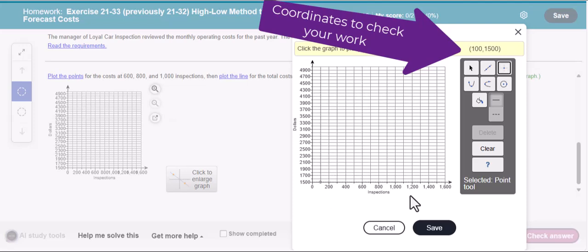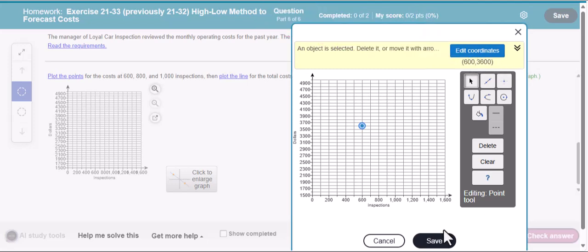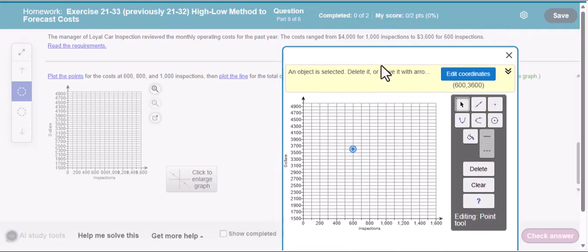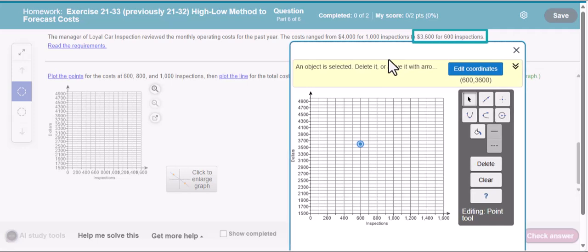So again, this 600 inspections are here on the x-axis here, and then we're going to go scoot up to get to 3,600, because again, each inspection is $1 plus the $3,000 fixed cost. So that's going to give us 600, 3,600. So you can see these coordinates here, that they are correct. So again, in this upper right corner, we'll have our plot points, the coordinates, and then notice up here too in the words, it shows us the cost for the inspections here. So that 600 inspections is 3,600. So if you didn't calculate it, it's also up there in the words.